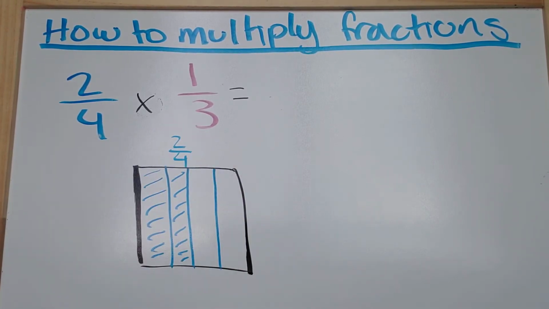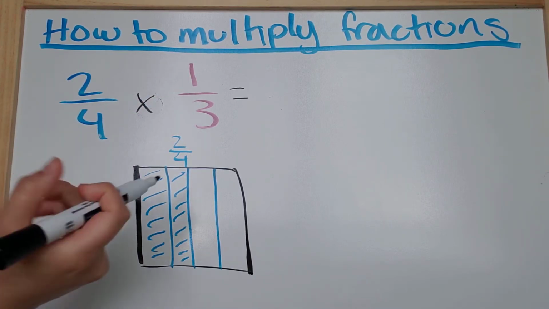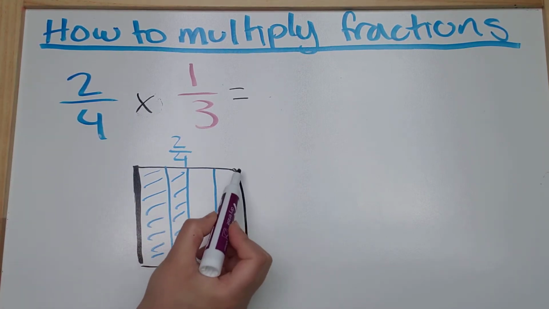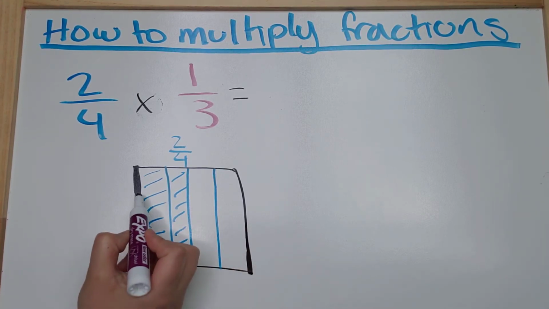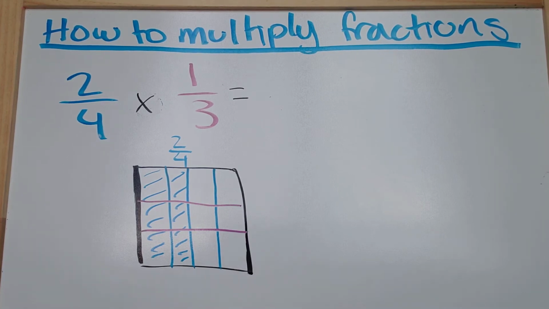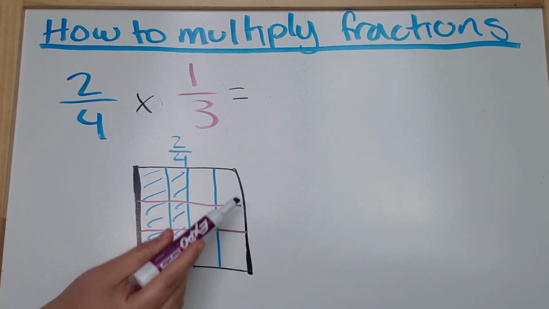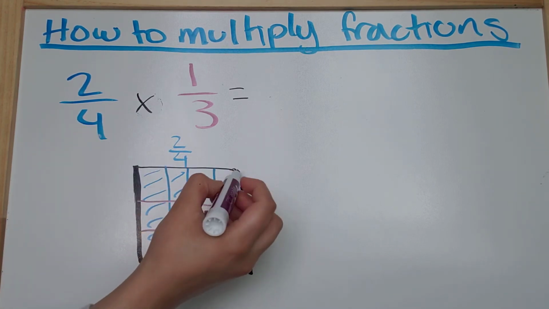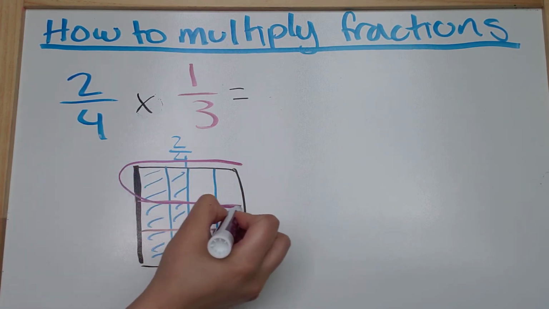Now I'm going to multiply it by 1/3. That means that I have to go across the other direction, this way, in thirds. So this is my area model, and I'm going to have thirds now. Now out of those thirds, 1, 2, 3, I only have 1. So I'm going to go ahead and circle this one.